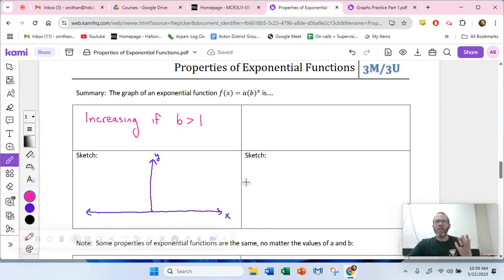All of our increasing exponential functions swoop up like this. They all look the same. We'll leave it like that for now and might add some detail to that in a second. Not much more.